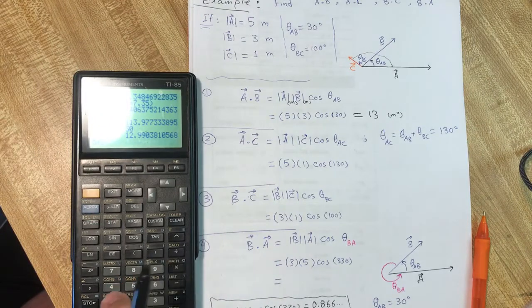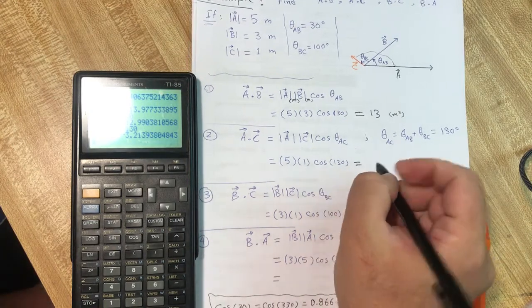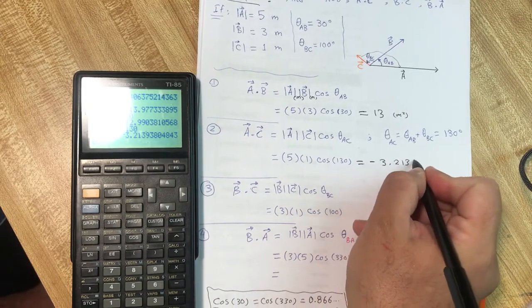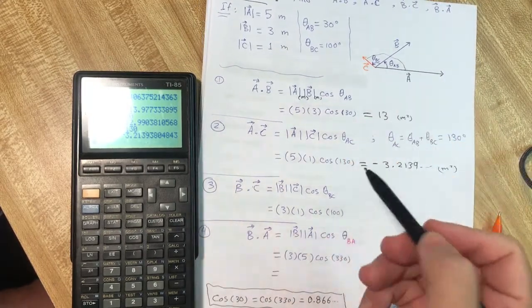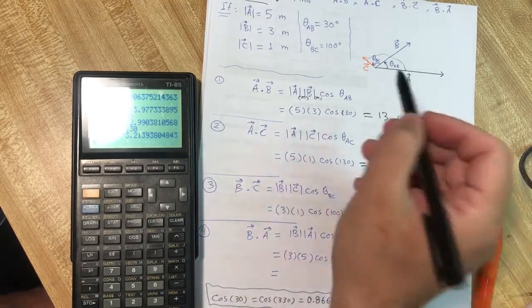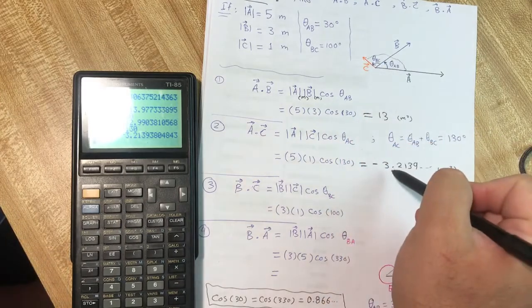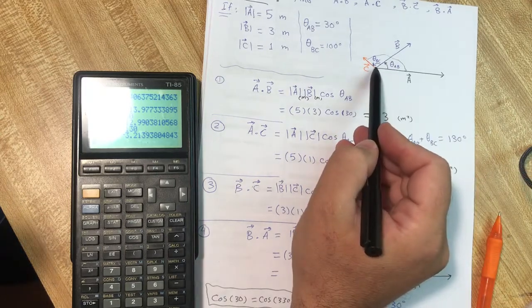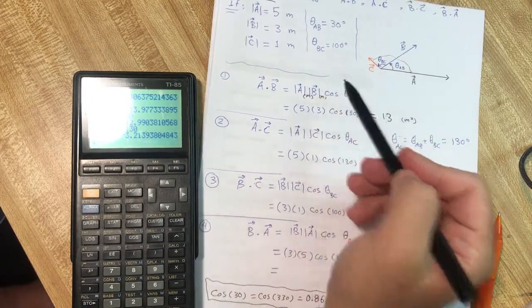5 multiplied by 1 multiplied by cosine 130. It will be negative 3.2139 and so on meter squared. The negative sign gives us a hint that the total area is in the negative direction. We will talk about that later, but if you look here at C and A, they are in the opposite direction in the X direction.